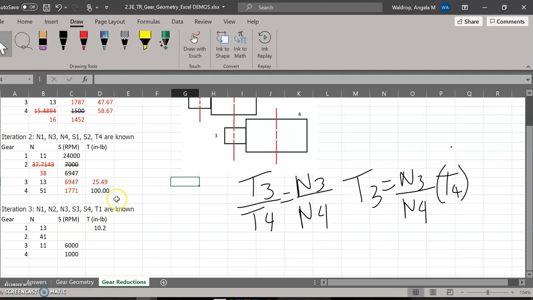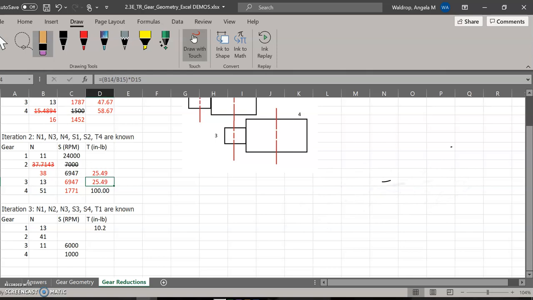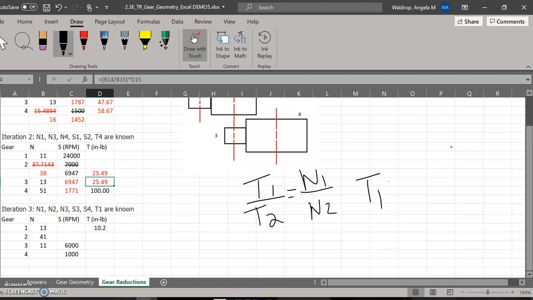And there we go. Okay? It's already to 2 decimal places, so that's good. And I'm going to make that equivalent here. And that's good to go. Now, the last thing I need to do is solve for T1. So that'll be very easy. T1 over T2 equals N1 over N2. And then I'll solve using my equation: T1 equals N1 over N2 times T2.